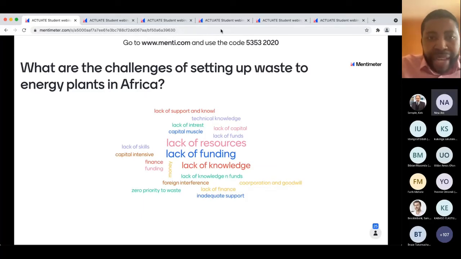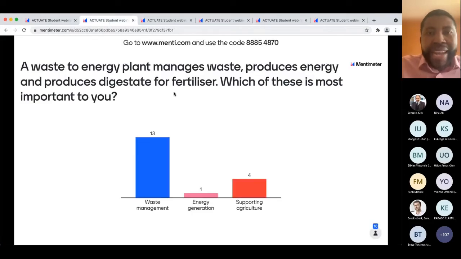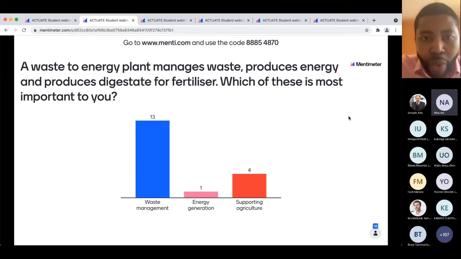A waste to energy plant manages waste, produces energy, and produces digestate for inorganic fertilizer for agriculture. Which of these is the most important to you? What do you think? Which of these is the most important to you?